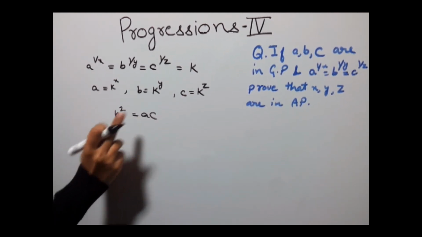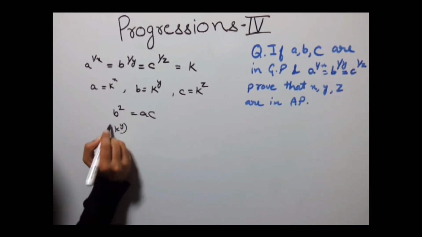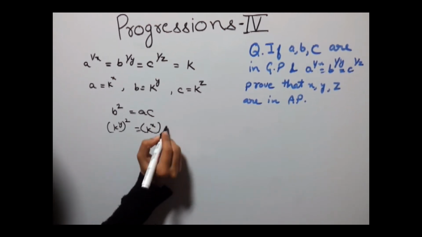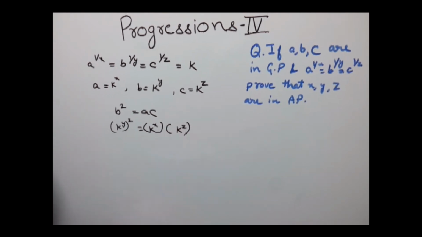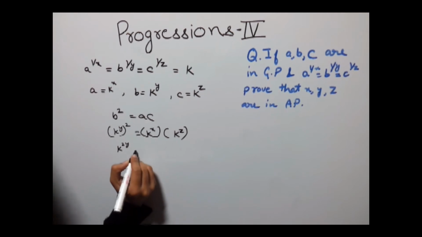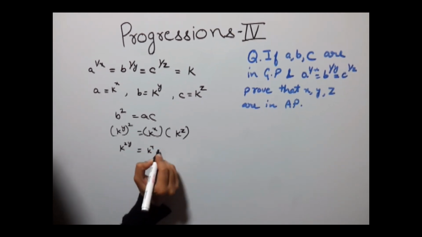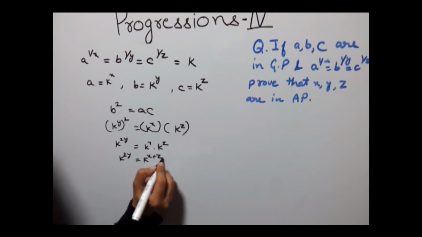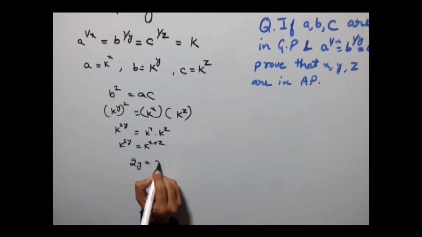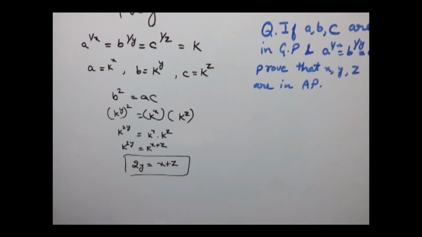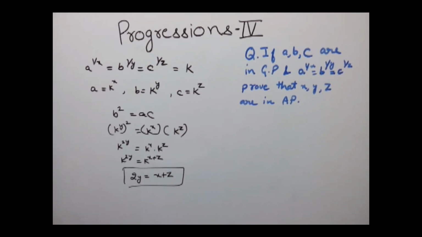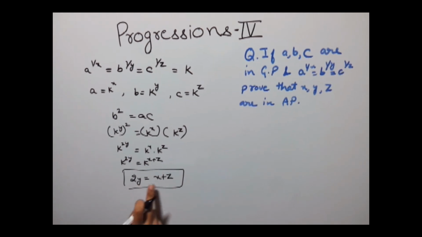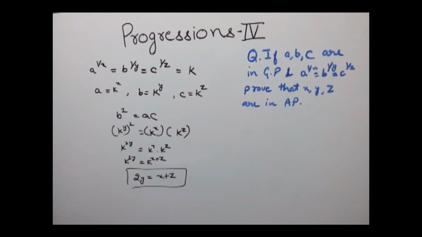Now putting our values here, the value of b is k to the power y. So k to the power y, squared, is equal to a, which is k to the power x, into c, which is k to the power z. This will give us k to the power 2y equals k to the power x plus z. Solving this will give us 2y is equal to x plus z. This proves that x, y, z are in AP because y is the middle term, so x minus y will equal y minus z.